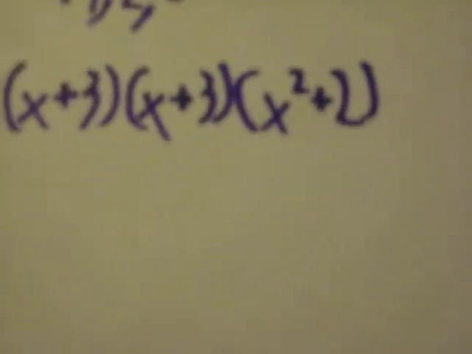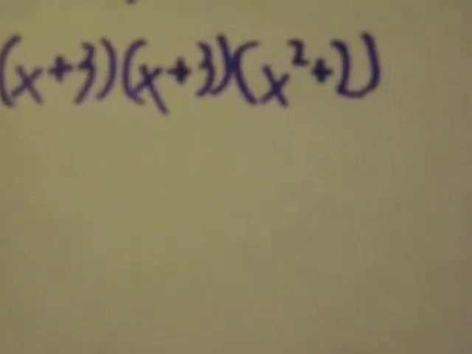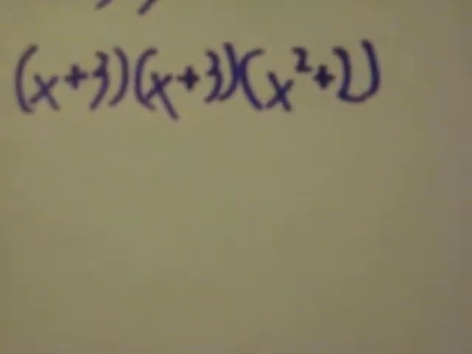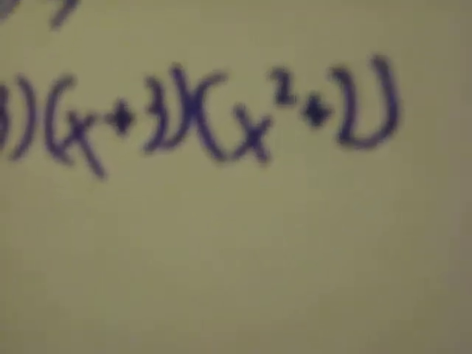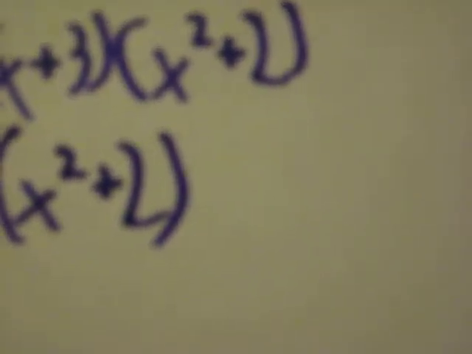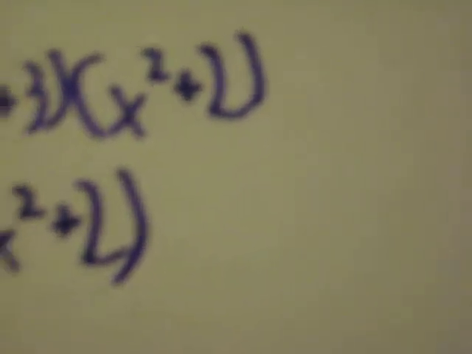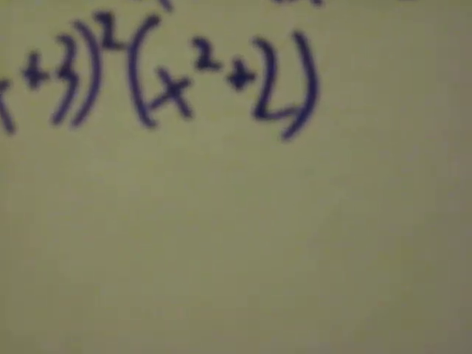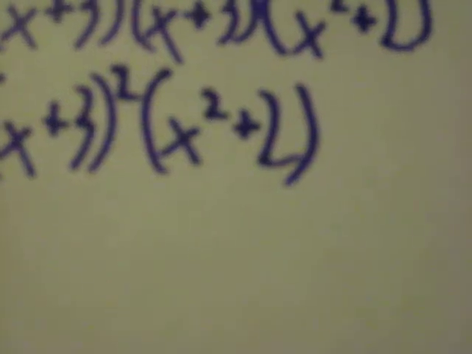Now we have all of the rational zeros of the equation, and this equation can then be simplified to this. Notice how we are not factoring the x squared plus 2 anymore, because if we did that, we would get an irrational zero, and we are only trying to find the rational zeros of this equation.